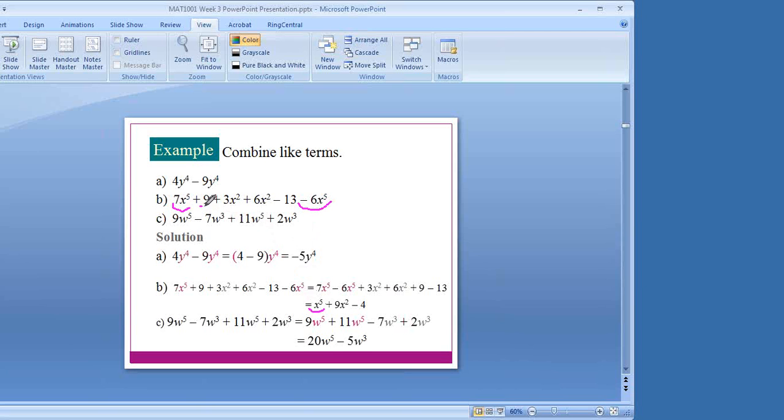And now I'm going to look at just the whole number part I've got, or whole number fractions, whatever. Something with no variable component. I've got a 9, I've got a negative 13, so 9 minus 13 is negative 4.